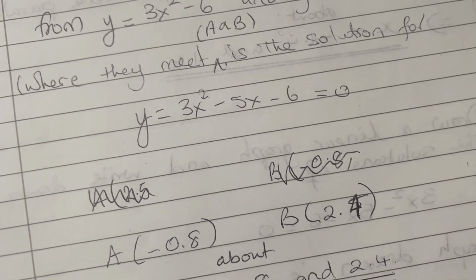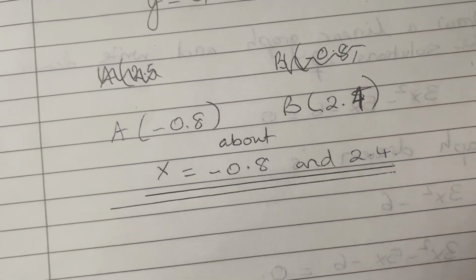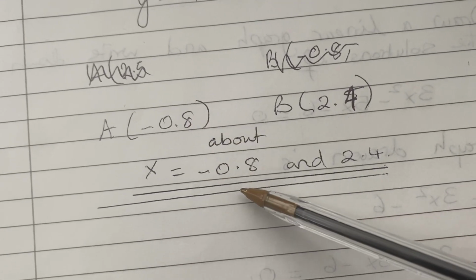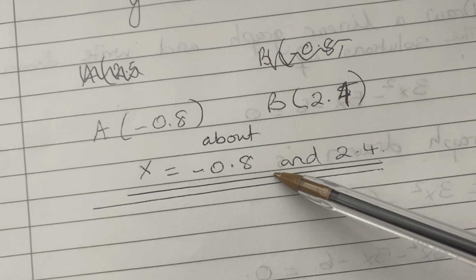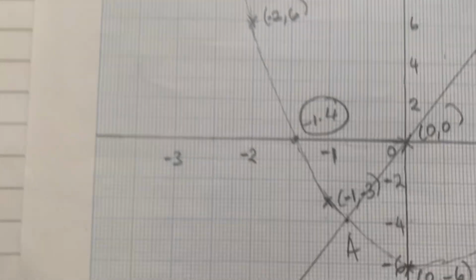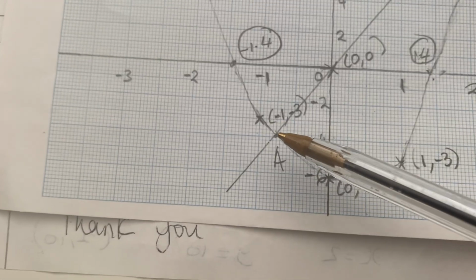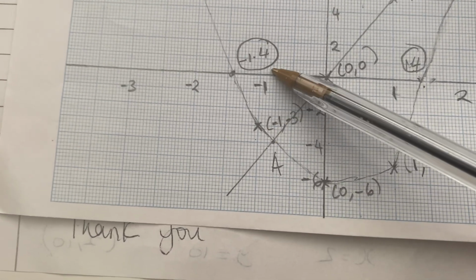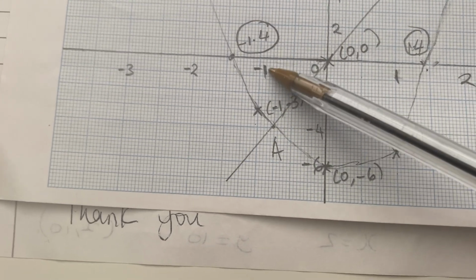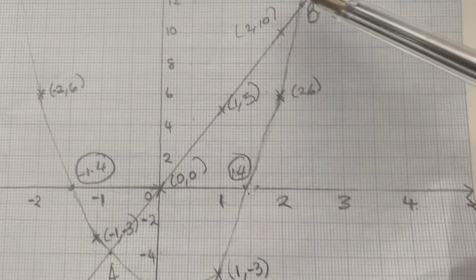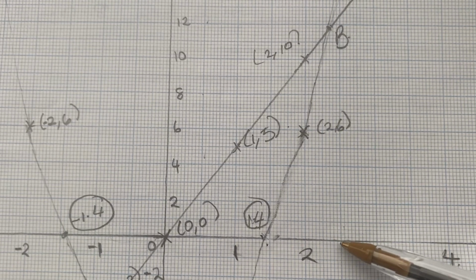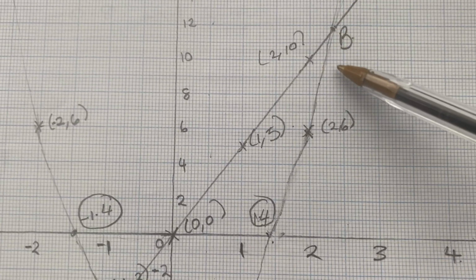When you look at the graph, which I'll show you, x will be minus 0.8 and 2.4. If you look here, the line cuts here, where x is about minus 0.8, and then here also, x is about 2.4.